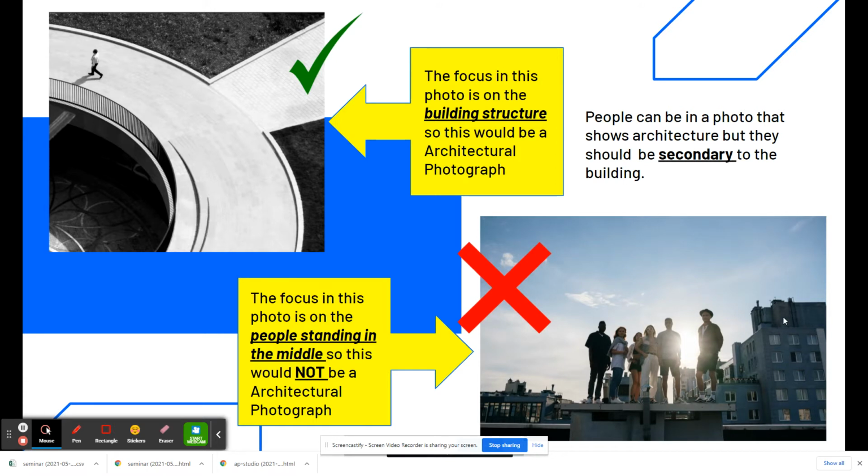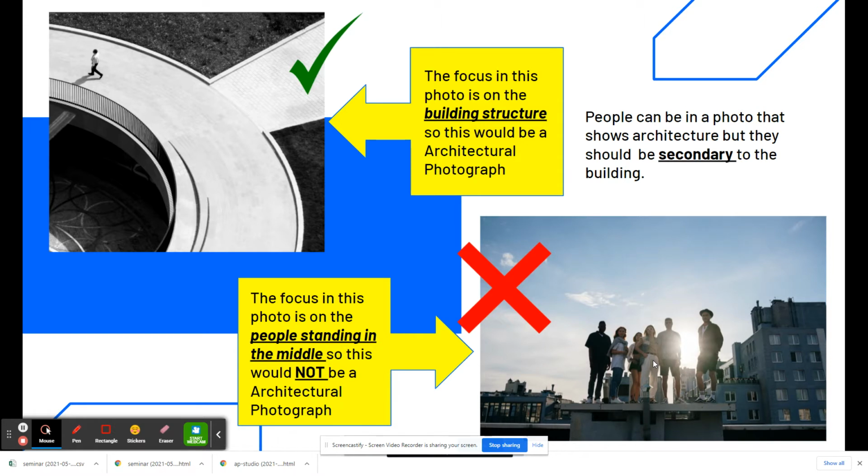Here we have people in front of buildings, right? This one is definitely about the people standing here, even though it's cool, with the sun shining through and that nice drama. There's buildings in the background, but the focus here is the people. This is not what we're looking for. We want the focus to be the buildings, okay?